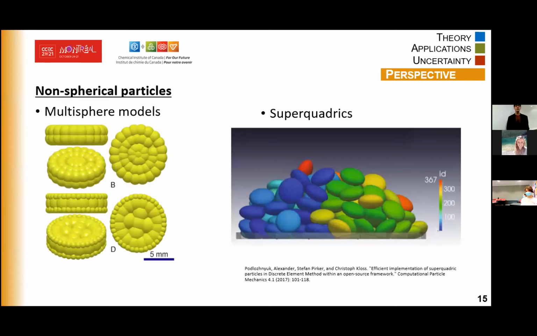So where is DEM going now? Well, as you saw in the previous movies I showed you, everything was with spherical particles, but actually most of the particles we work with in the industry are non-spherical. So DEM is moving towards the accurate simulation of non-spherical particles. This can be done through multi-sphere models, in which we use assemblies of spheres to represent non-spherical particles, or superquadrics, in which we use a more accurate, more complex representation of the shape, but which is still a convex representation of the shape. And there are also other alternatives, which I'm not showing here.